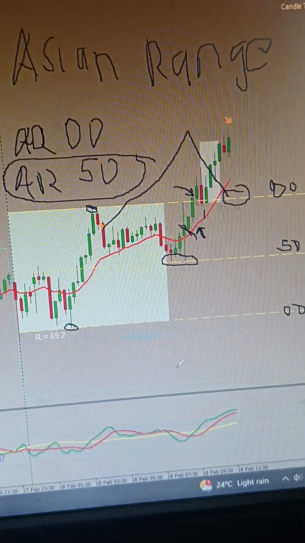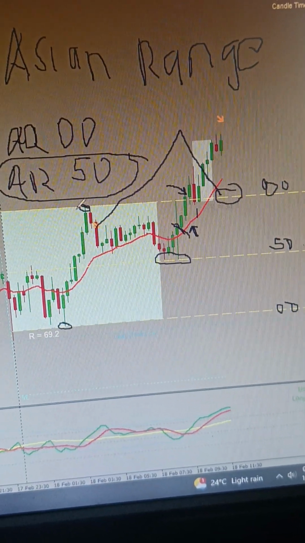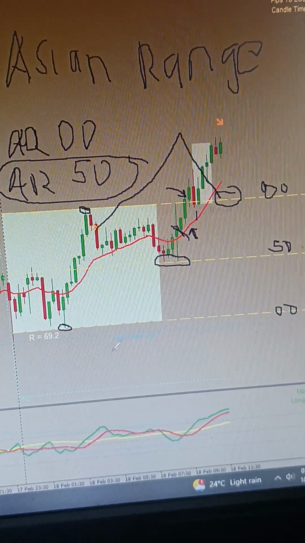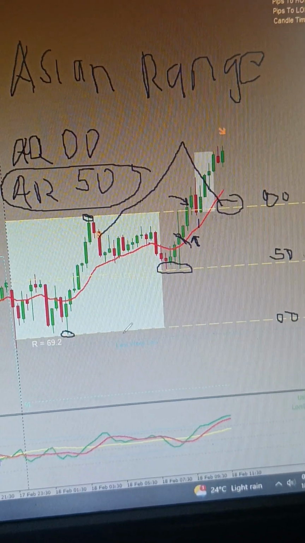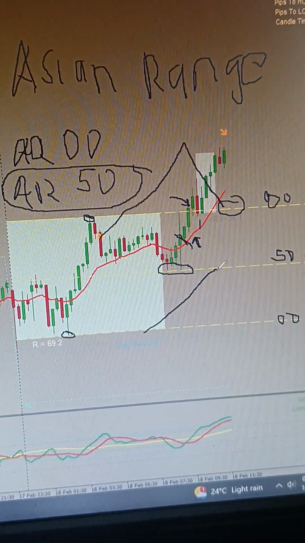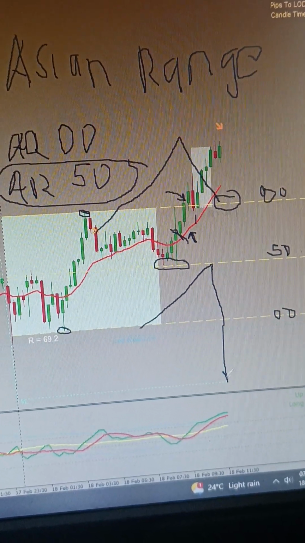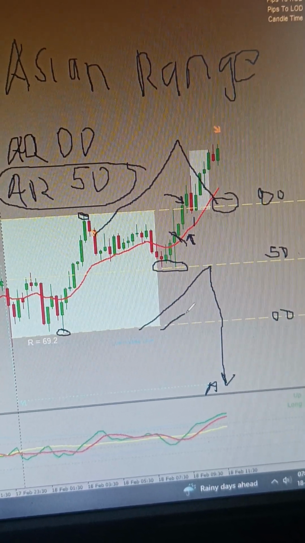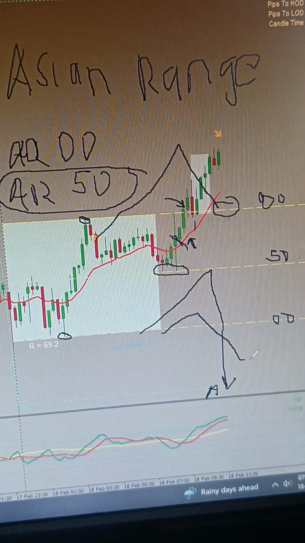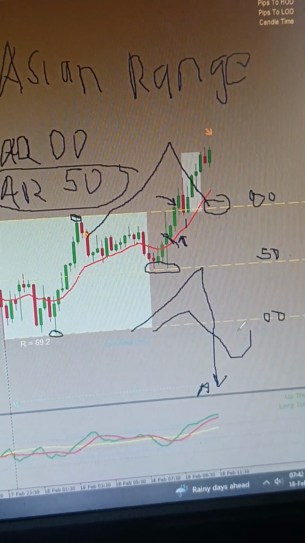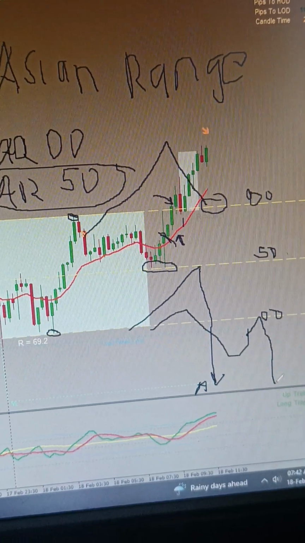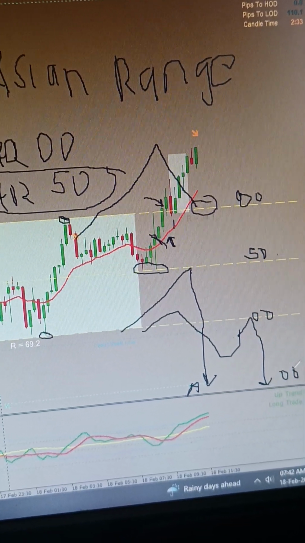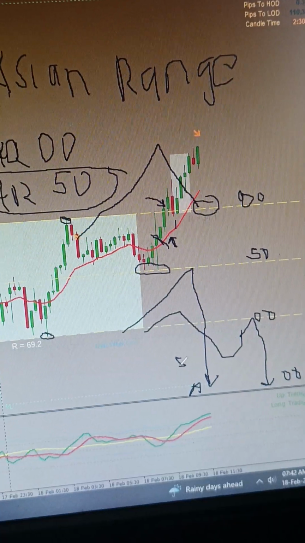Now on the flip side, it's of course going to start from the top to the bottom, then back up to the 00 and coming down. That is version A. Then we have version B that can come up, then break that 00, touch it again or retest it there, and down. So this is going to be AR00, while this is going to be AR50.